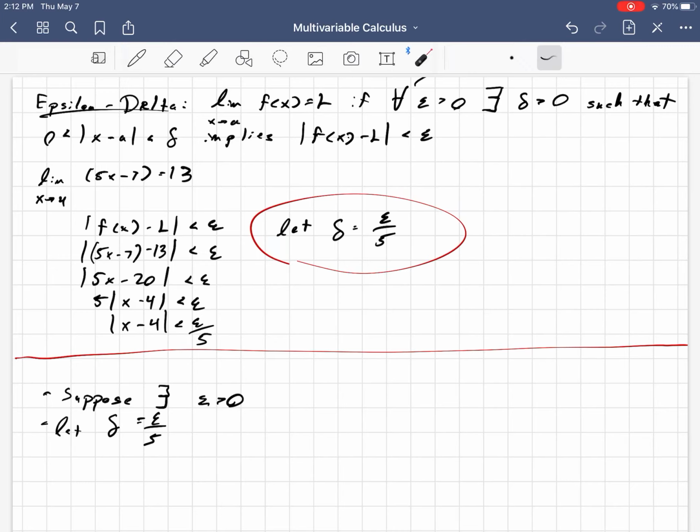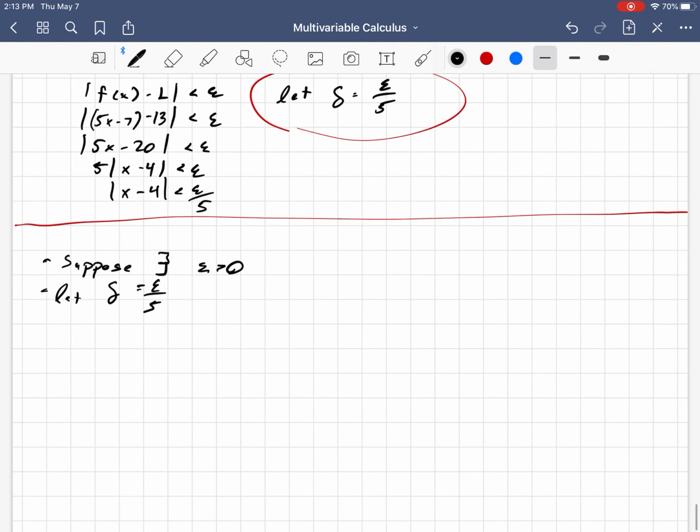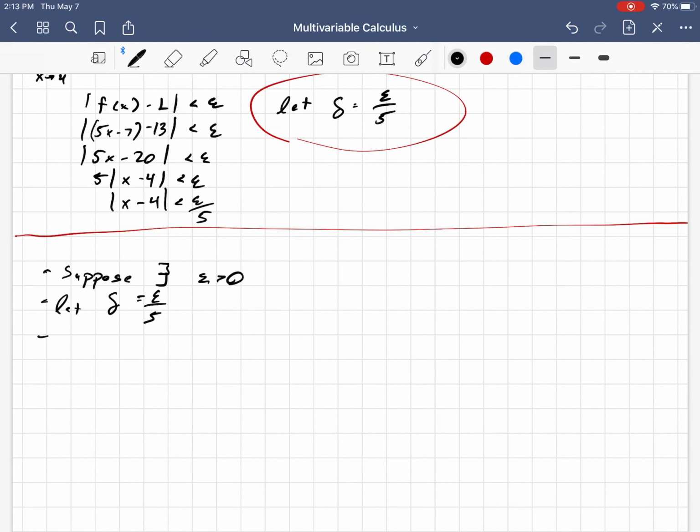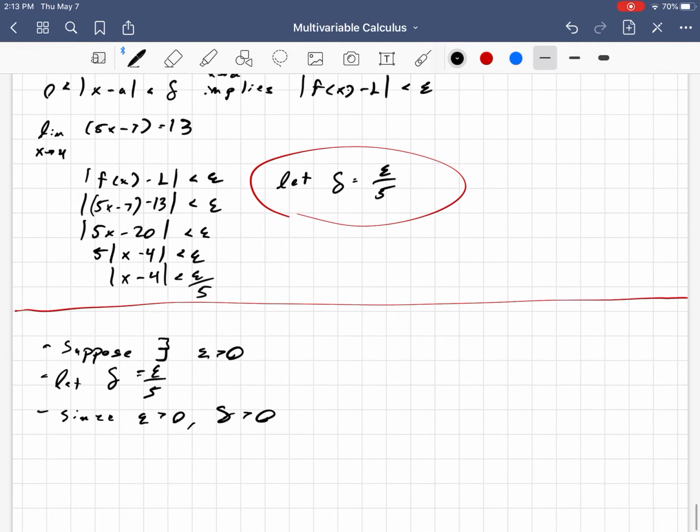And so since the definition of the limit claims that a delta exists, right? There exists some delta greater than 0, then we have to give a value for delta. And that value that we give for delta is the epsilon over 5 that we found right here. So now what we can say, maybe just as a side note, is that since we have epsilon being greater than 0, then that means that delta has to be greater than 0.